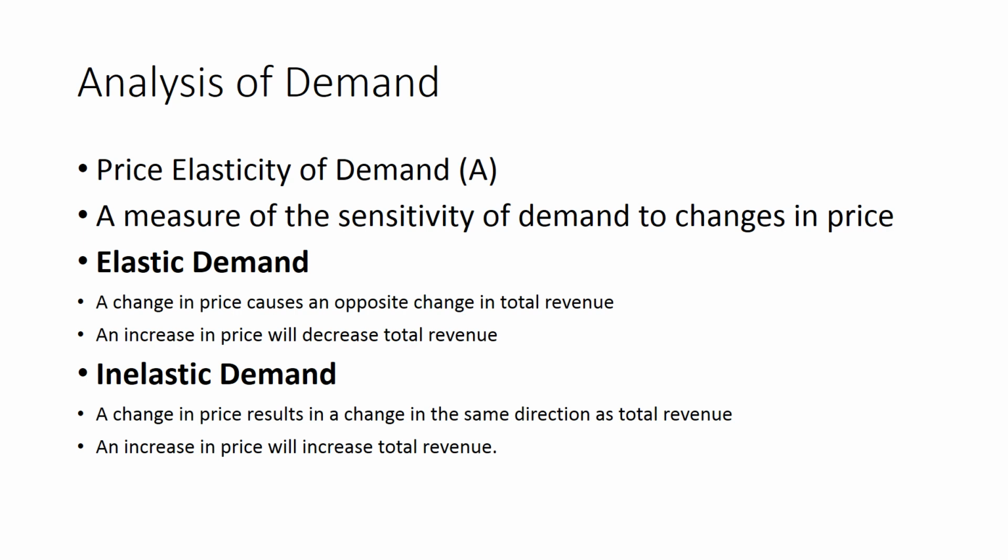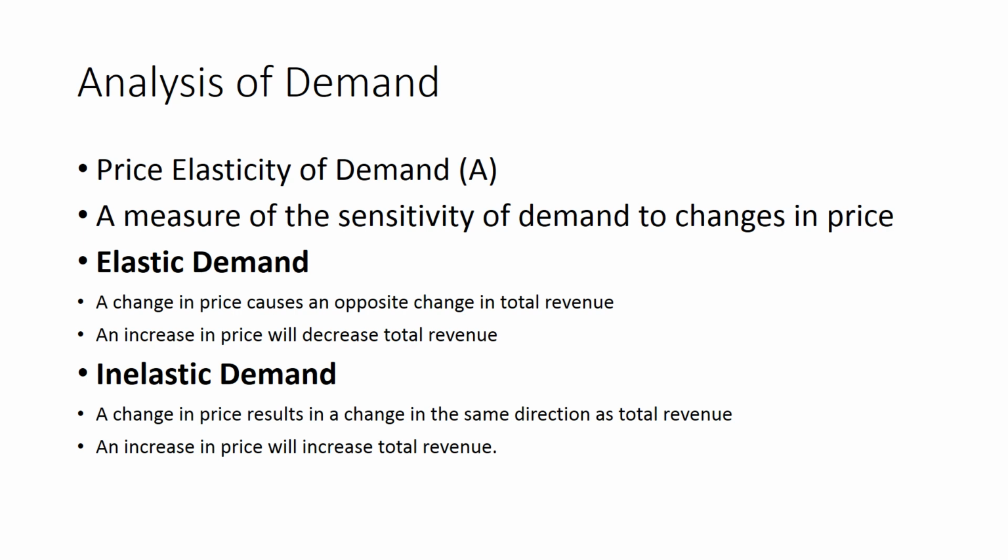First off, we're trying to understand what happens to total revenue when price changes. With elastic demand, I want you to think of something that's elastic, like maybe a rubber band. One end of the rubber band represents price, the other end of the rubber band represents total revenue. Since the rubber band is elastic, price can move in one direction and total revenue can move in the other direction. And that's exactly what happens when demand is elastic. If price goes up, total revenue goes down.